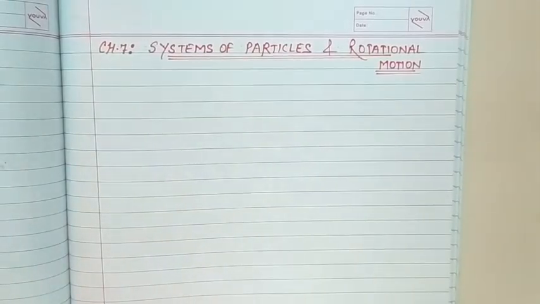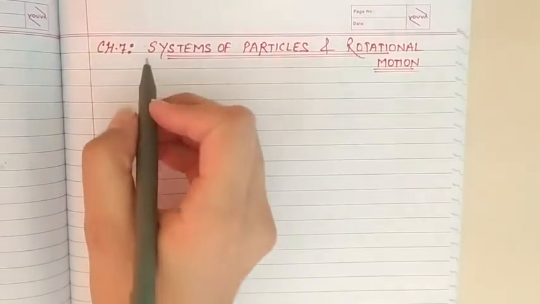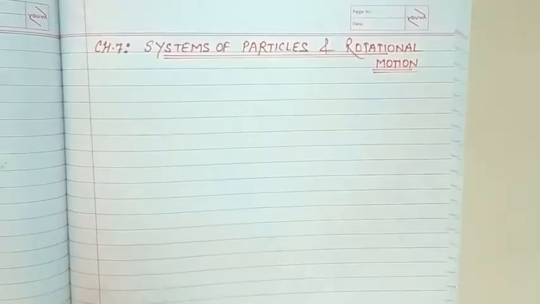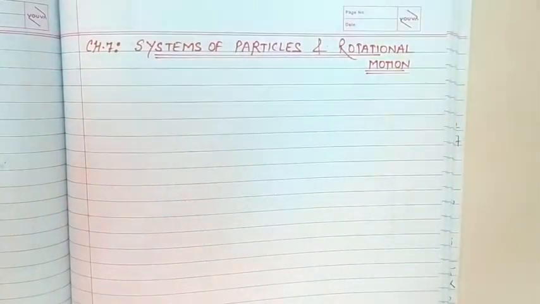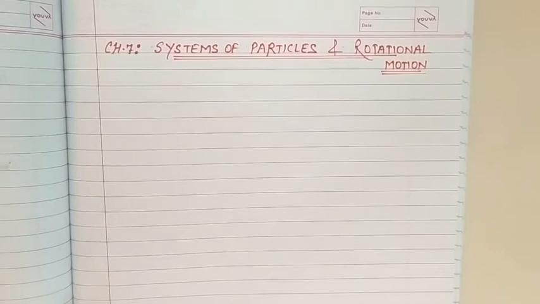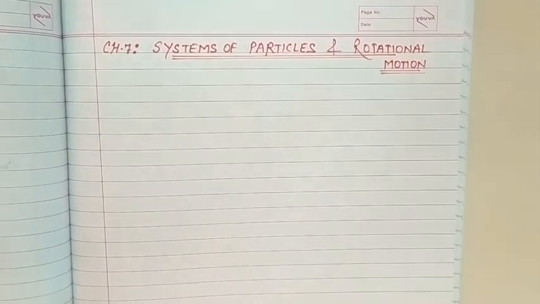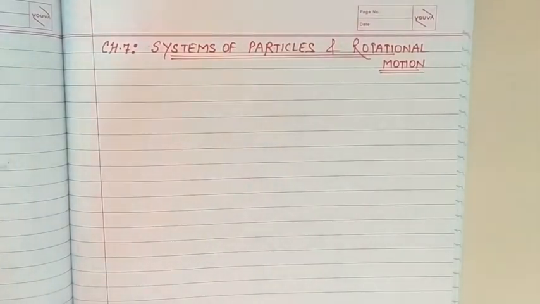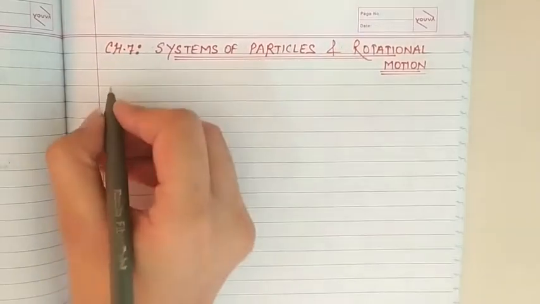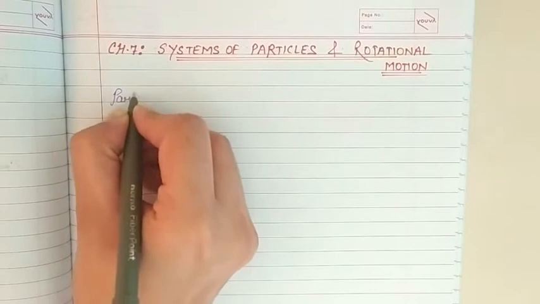Hello students, today we are going to start chapter number 7 of class 11th, that is systems of particles and rotational motion. But to study this chapter, first of all we have to discuss the concept of particles and system of particles. So we are starting with the term particles first.